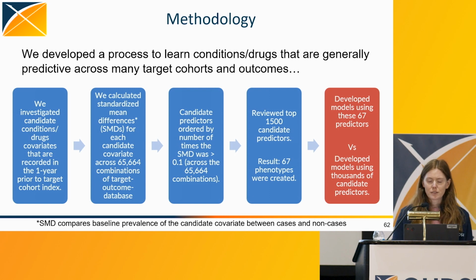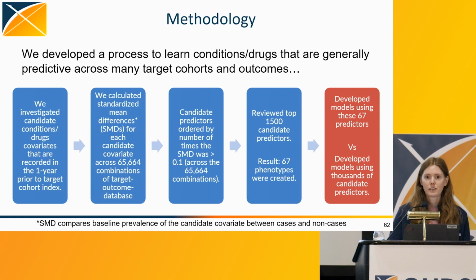So the methodology, there's quite a lot to it. And if you want to hear more detail, I welcome you to come find me at poster 505. But just to give you a brief overview, we ended up doing a very, very large scale characterization. What we did is we looked at lots of different prediction tasks. And within each prediction task, we looked at what drugs and conditions were recorded in the year prior to index. And then we looked at which of these drugs and conditions were associated to developing an outcome in the future.